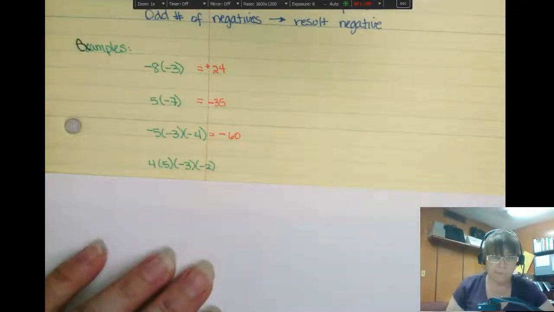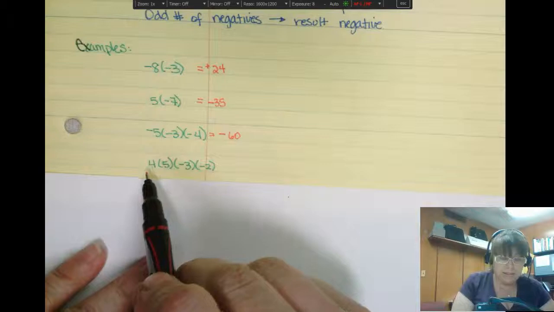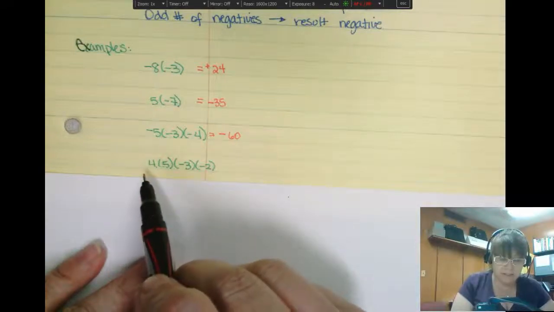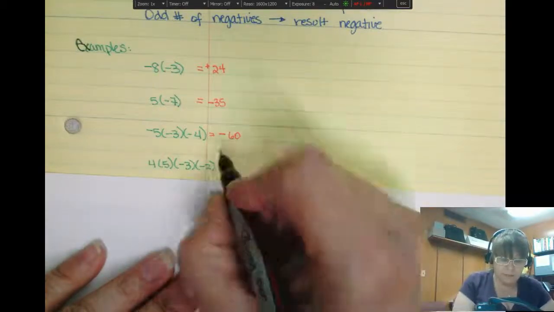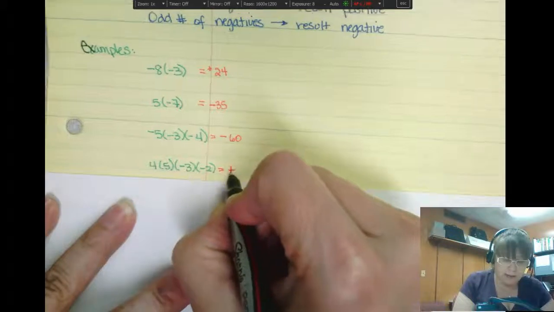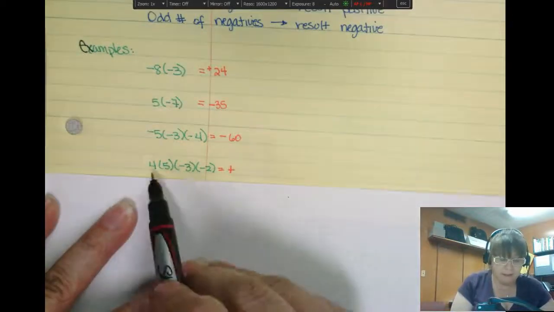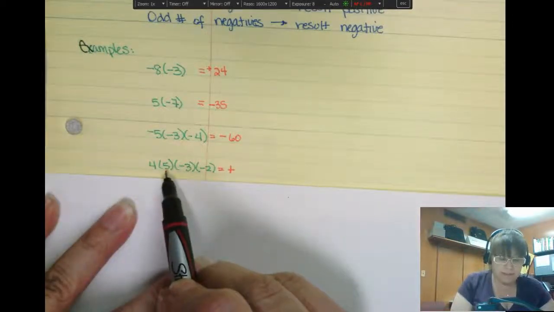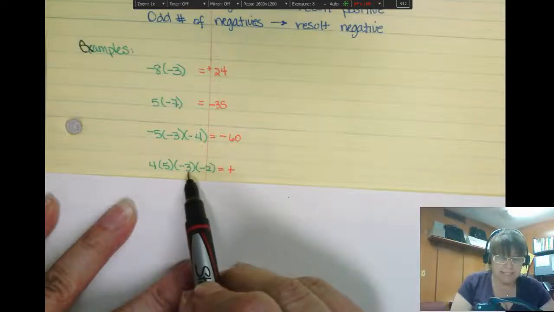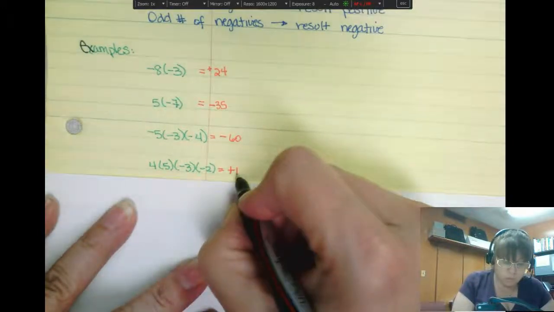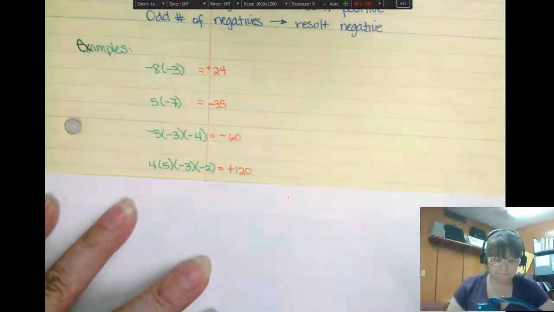Let's try one more. Let me take care of my sign first. I have 2 negatives, so my result is going to be positive, whatever it is. 4 times 5 is 20, times 3 is 60, times 2 is 120.